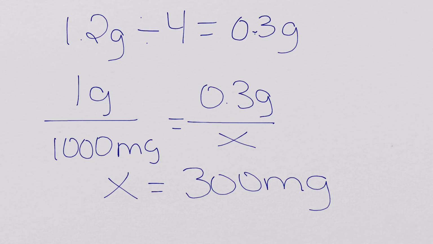So we would choose a cimetidine bottle with 300 milligrams in it. Alright, now we're going to move on to 4.2.